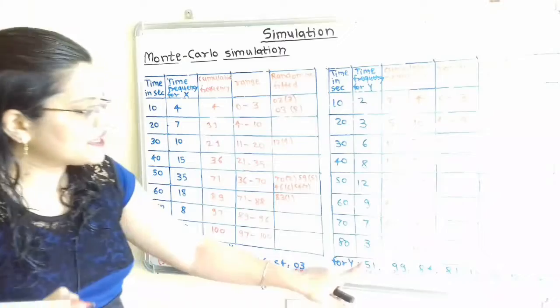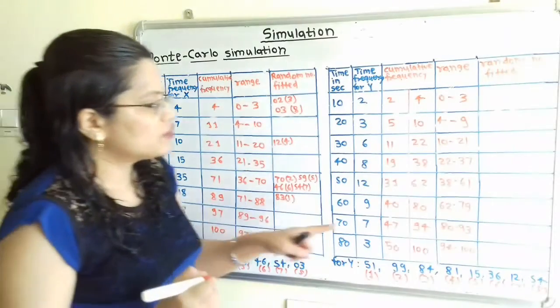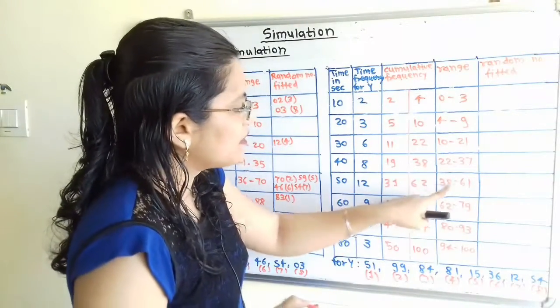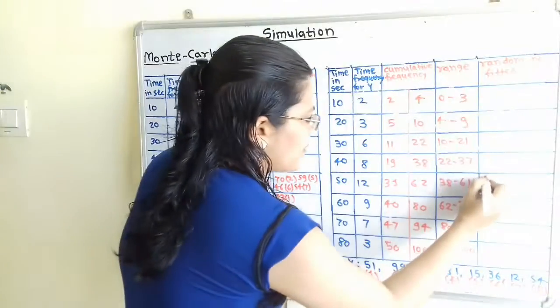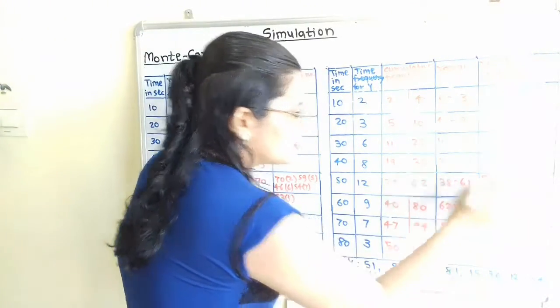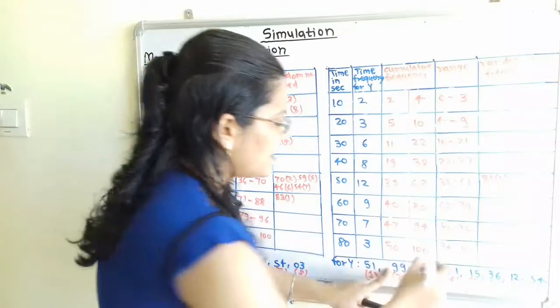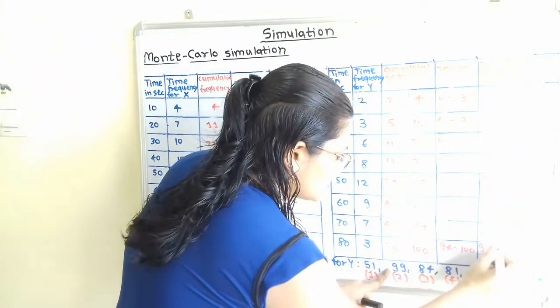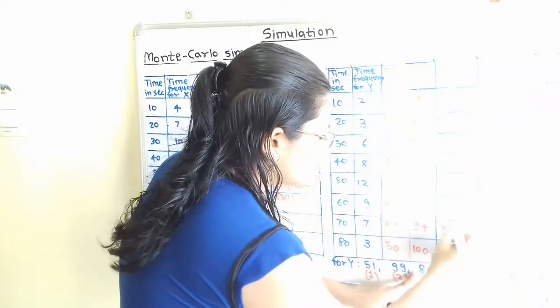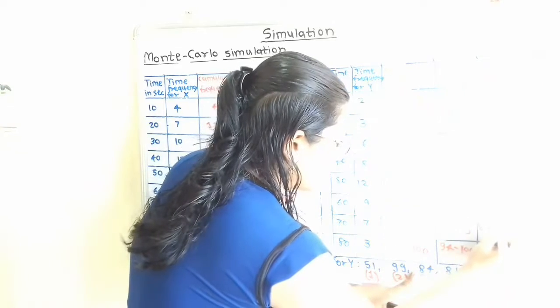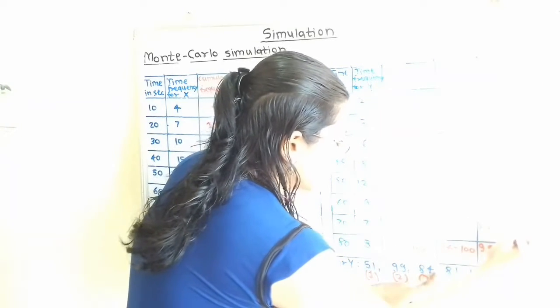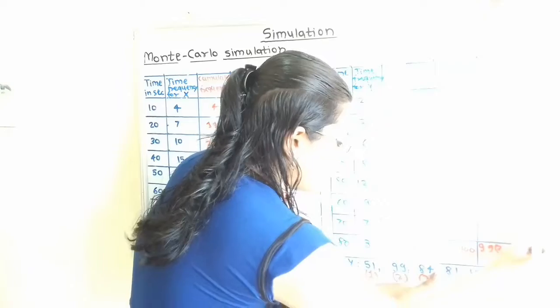So the first number is 51. How to fit? 51 is in between 38 and 61, so I will write 51, and this is the first number. 99 is here, this is the second number. 84 is here, this is the third number. 81 is here, this is the fourth number.